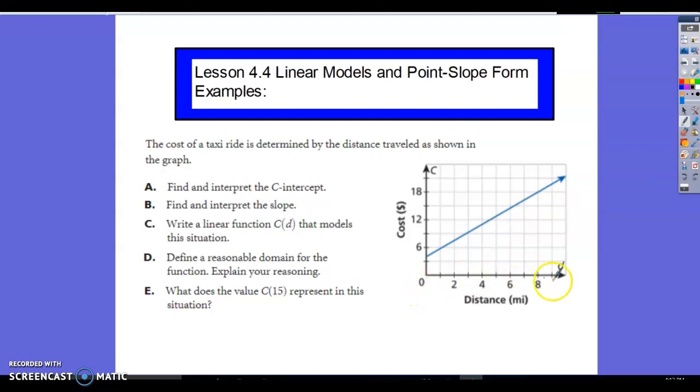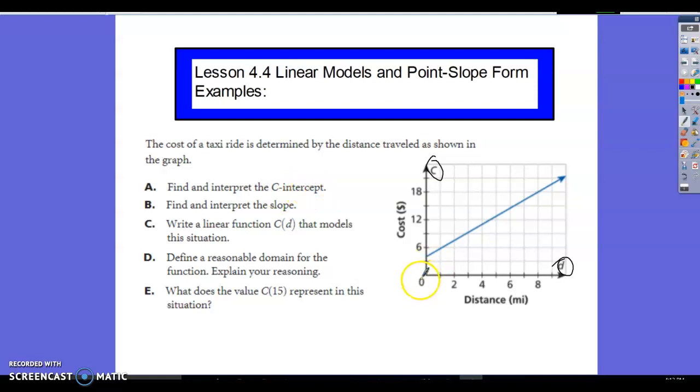If you look on the graph, this is D and this is C. So instead of using X and Y, they're just using different variables. C represents the cost and D represents the distance in this problem. It says find and interpret the, sorry, not the cost, the C-intercept.